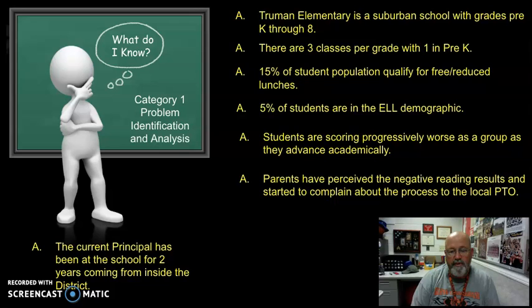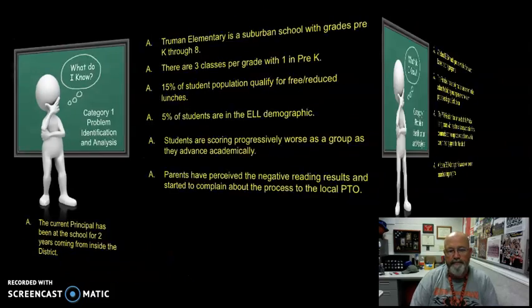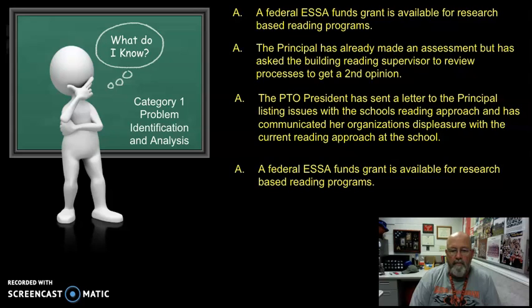Parents have perceived the negative reading results and are starting to complain about the process to the local parent-teacher organization. The current principal has been at the school for 2 years, and she came there from inside the district. A federal ESA funds grant is available from the state based on research reading programs. The principal has already made an assessment but has asked the reading supervisor in the school to review the process to get a second opinion.